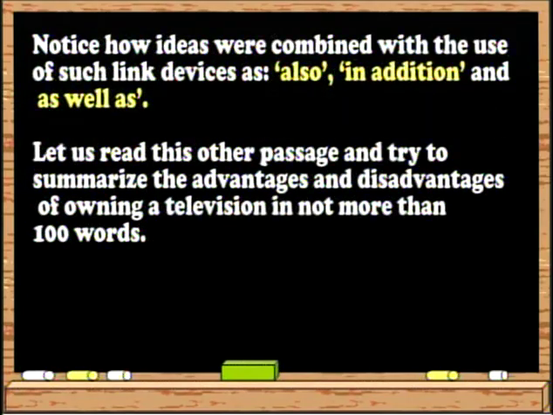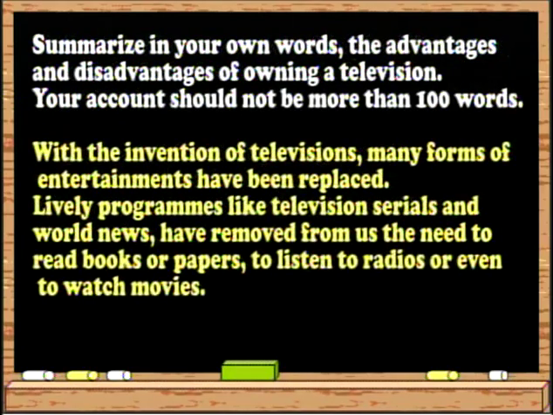Notice how ideas were combined with the use of such linking devices as also, in addition, and as well as. Let us read this other passage and try to summarize the advantages and disadvantages of owning a television in not more than 100 words. Summarize in your own words the advantages and disadvantages of owning a television. Your account should be no more than 100 words.